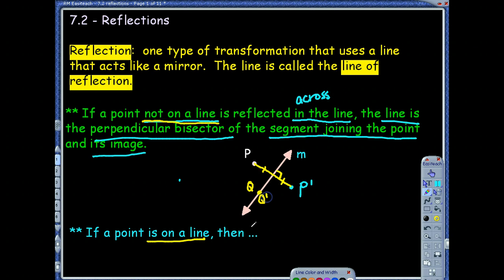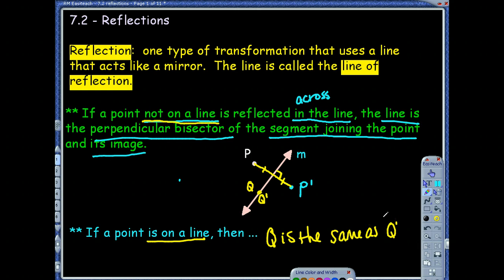It wouldn't really go anywhere, because if you think about it, if you're folding it, if it's on the line, it's still going to be on the line. So it wouldn't move anywhere. So Q and Q prime are basically the same. Same thing. I should say is the same as. Exactly. So the image and the pre-image would be the same.